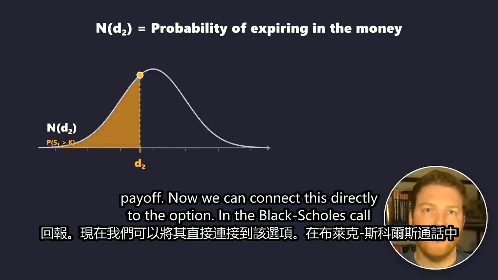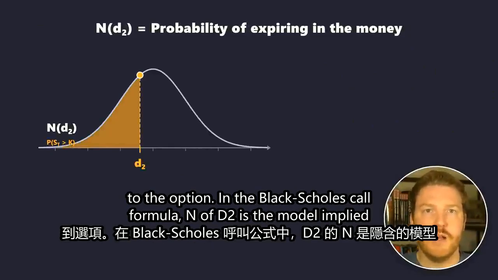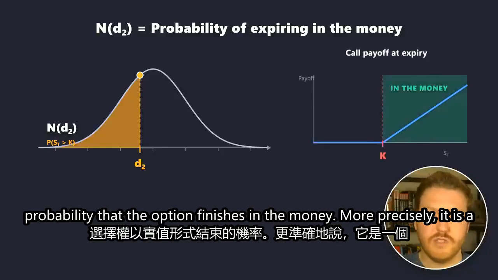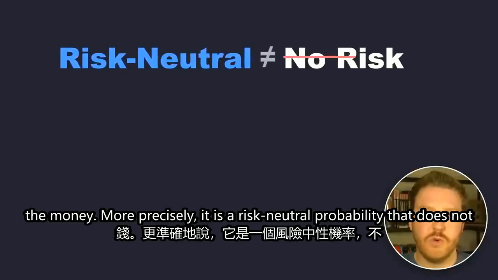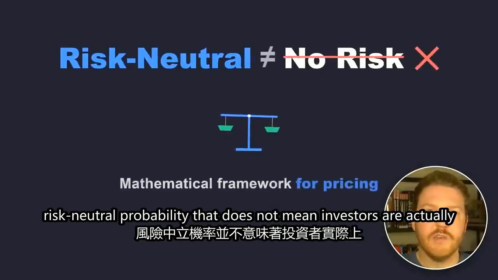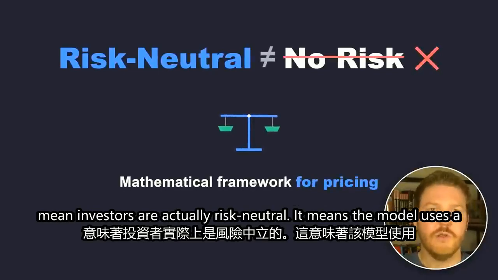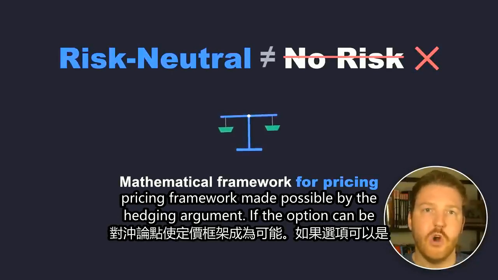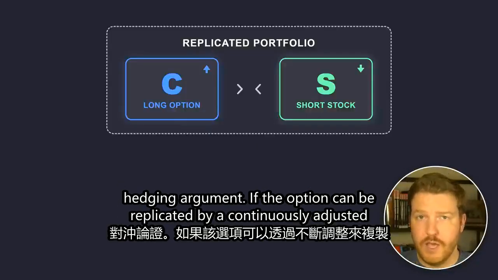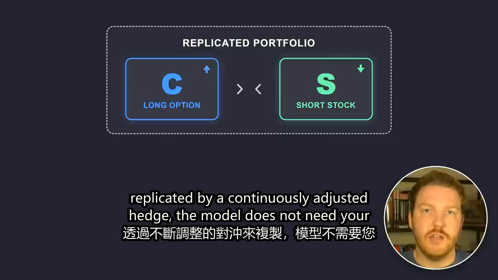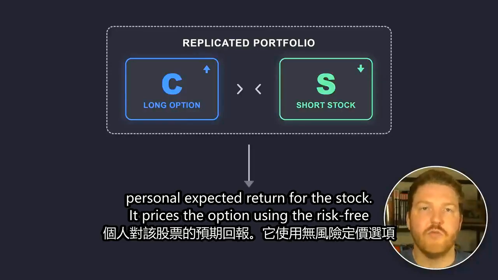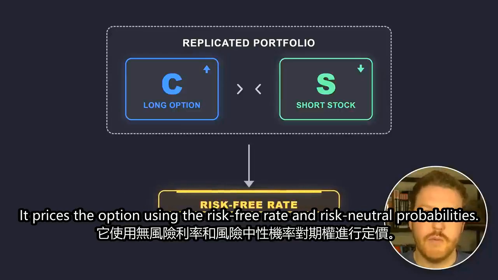In the Black-Scholes call formula, N of D2 is the model-implied probability that the option finishes in the money. More precisely, it is a risk-neutral probability. That does not mean investors are actually risk-neutral. It means the model uses a pricing framework made possible by the hedging argument. If the option can be replicated by a continuously adjusted hedge, the model does not need your personal expected return for the stock. It prices the option using the risk-free rate and risk-neutral probabilities.